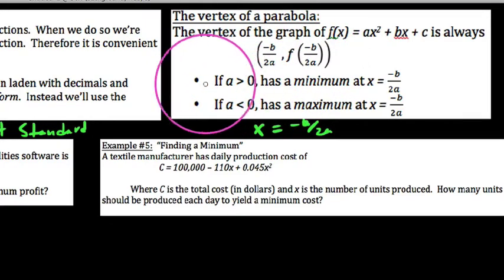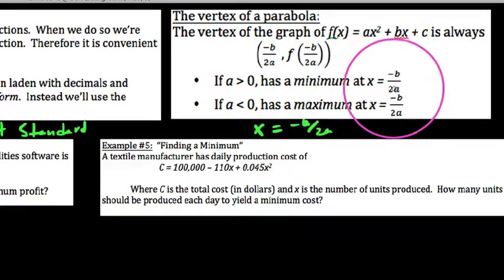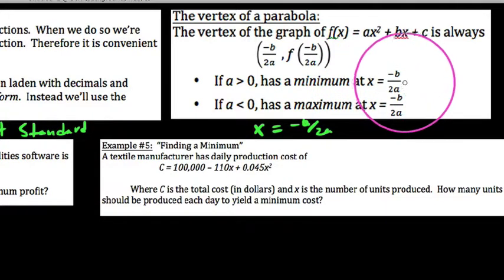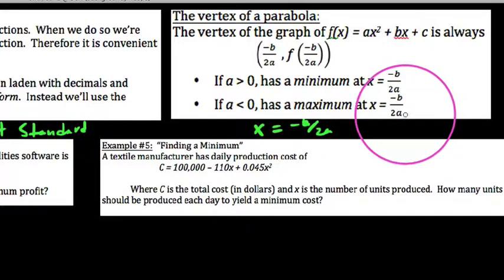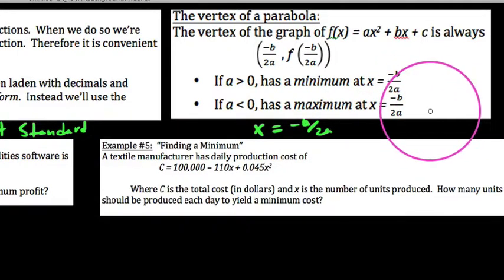A couple of notes right here. If a is positive, then our parabola has a minimum at x equals negative b over 2a. This is our axis of symmetry. We plug that into the function to find the minimum value at that x value. Likewise, if our parabola opens down, that is, if our leading coefficient, the a value, is negative, it has a maximum, and it occurs when x is equal to negative b over 2a. To find the maximum, we'd plug that into the function.